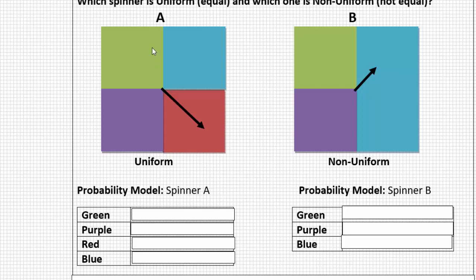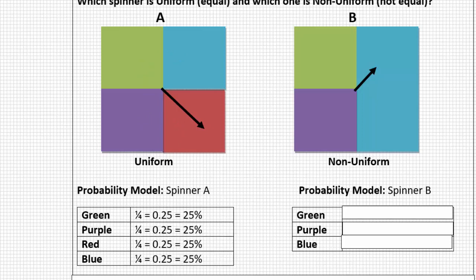Alright, so looking at spinner A, I could divide it into fourths, and they all have an equal chance. So the probability of green in fraction form would be 1/4, which as a decimal is 0.25, and as a percent is 25%. And that is green right here, and blue, purple, and red would all match that. So I went ahead and put the probability for each color as being 1/4 or 0.25 or 25%. And that would match what we see up here. They're all equal, which is what makes spinner A uniform. They all have the same values here for their probability, or their likelihood.